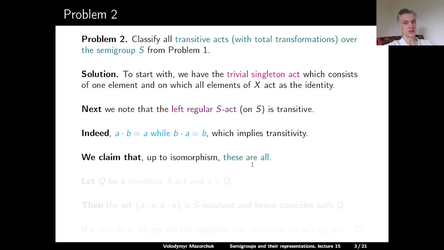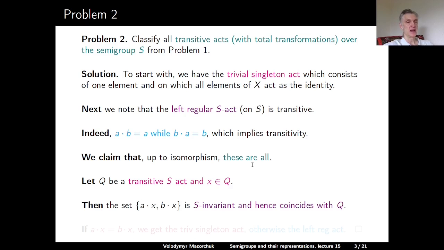And this implies the transitivity of the left regular S act on S. And now we claim that up to isomorphism, these two transitive acts are all. Indeed, let Q be a transitive S act and let x be an element of Q. Then the set {Ax, Bx} is S-invariant for obvious reasons, and hence coincides with the whole of Q by transitivity. If Ax is equal to Bx, that set is a singleton and we get the trivial singleton act. Otherwise, if these two elements are different, we have two elements, that's as many as in the semigroup S, and so we will get the left regular act. And this completes problem 2.